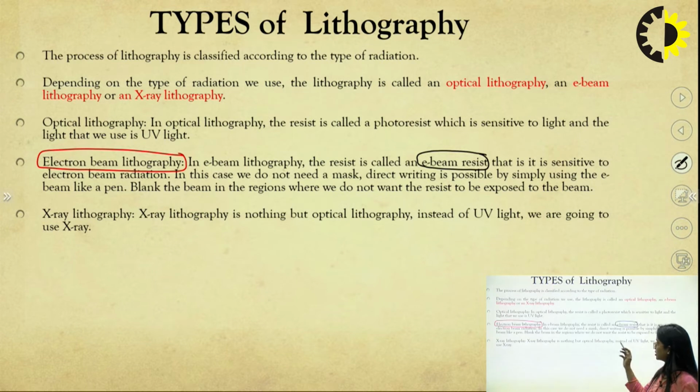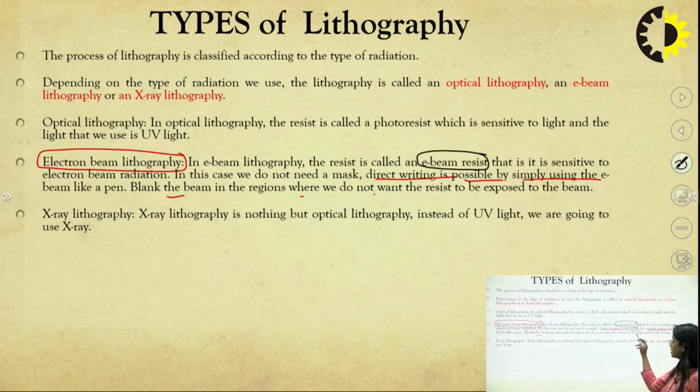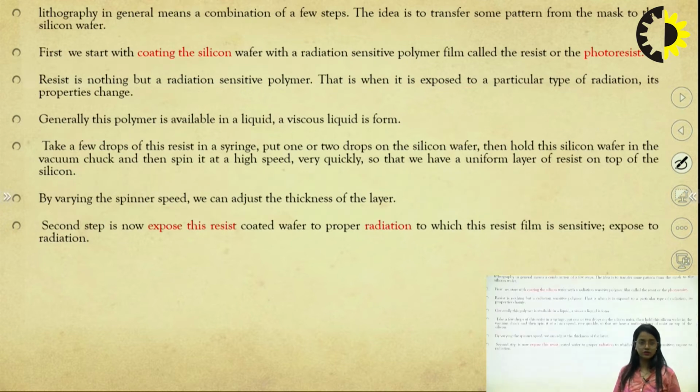And in this case we do not need a mask. Direct writing is possible by simply using the electron beam like a pen and blanking the beam in the regions where we do not want the resist to be exposed. So, wherever we want the pattern to be engraved, the electron beam will be targeted, and wherever we do not want the pattern, we will not put the electron beam. X-ray lithography is nothing but optical lithography, and instead of UV exposure, we use X-rays.